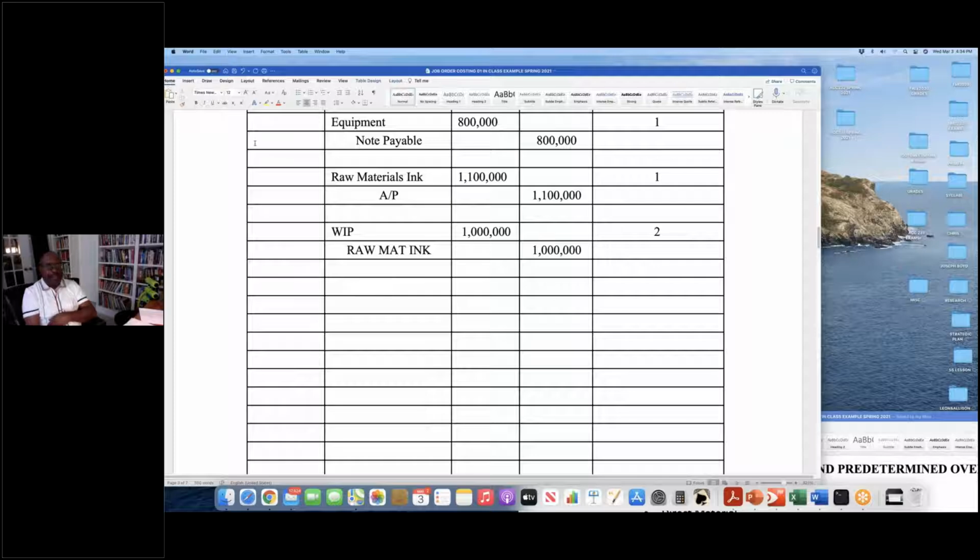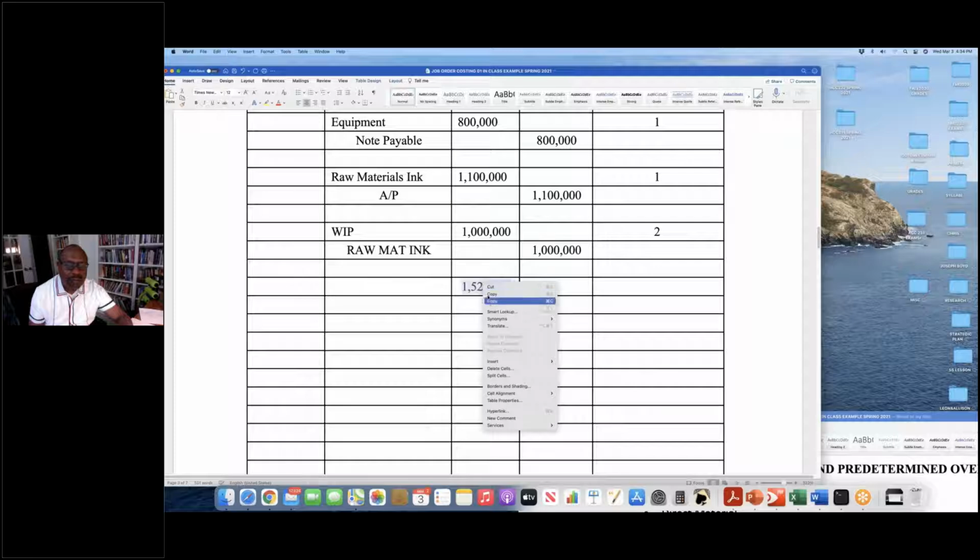So what are we going to debit? $1,520,000, right? What account? Accounts payable, right? Or no?